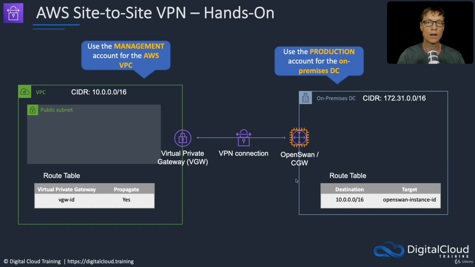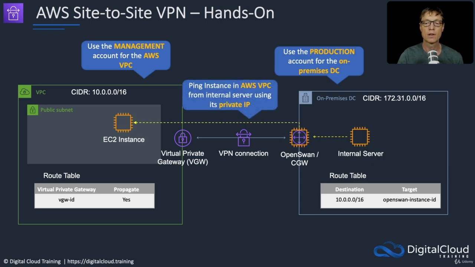We're then going to launch a couple of instances into our respective sites, and we're going to have an internal server on the on-premises DC side and an EC2 instance on the other side. Of course, they'll both really be EC2 instances. And we're going to try and send a ping request from the internal server, and it's going to use the route table entry and send the data to the OpenSwan customer gateway, and that's going to send it over the encrypted connection to the EC2 instance, using the private IP address of the EC2 instance. So that's what we're going to do. Let's go and set it up.